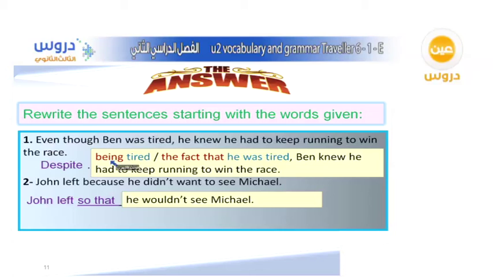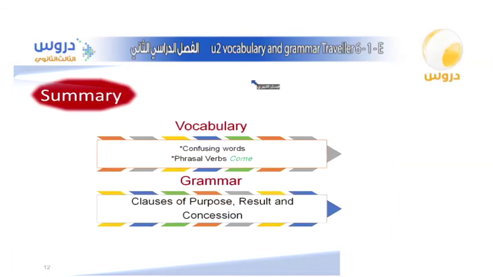You can say, as you said, Shuruk, being tired, okay? Or you can say the fact that he was tired, and then you put the reason. Ben knew that he had to keep running to win the race. The second sentence, he wouldn't see Mike. Okay? Any questions up to now?